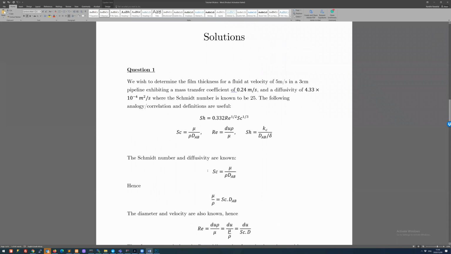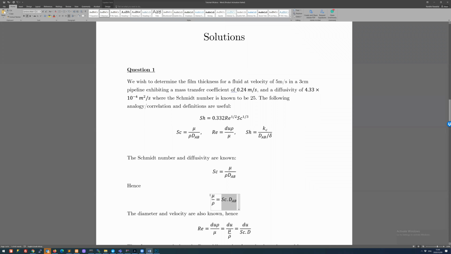Because we are given that the Schmidt number is 25, and because we have a diffusivity, we can now estimate this ratio mu over rho, the ratio of viscosity to density. We can't get them individually, but in the Reynolds number you don't need them individually. You only need the ratio of viscosity to density. So mu over rho can be obtained directly from the Schmidt number and the diffusivity.